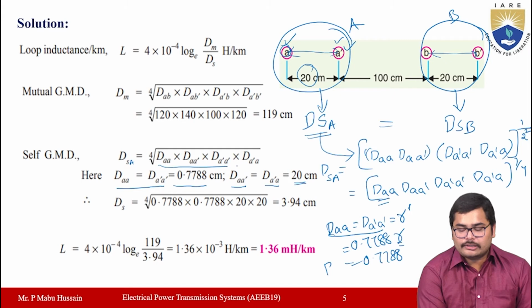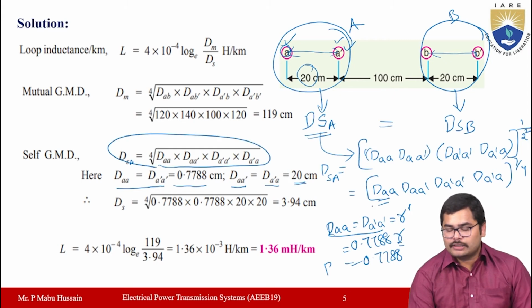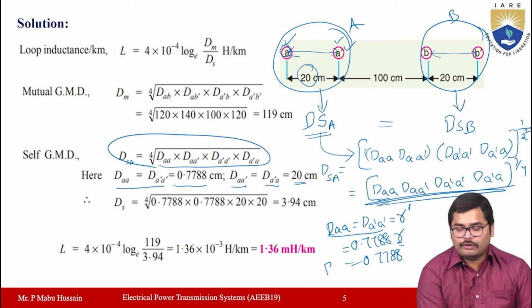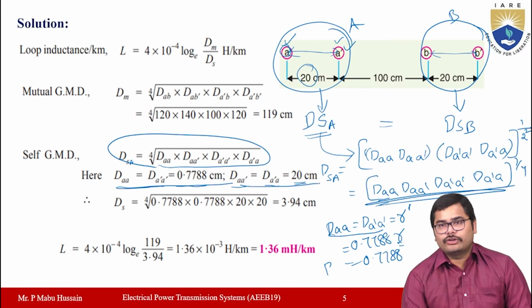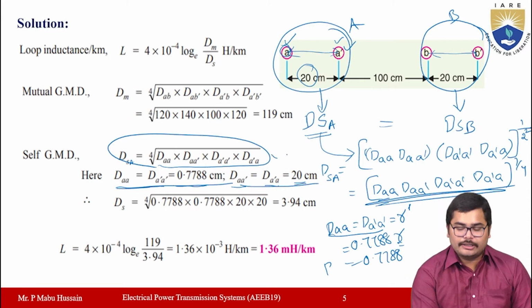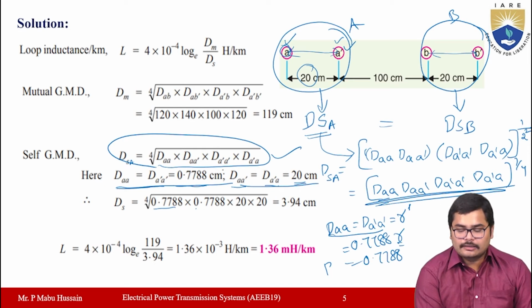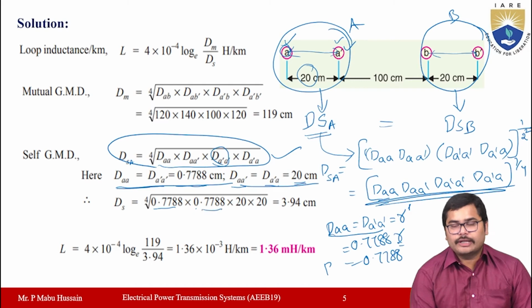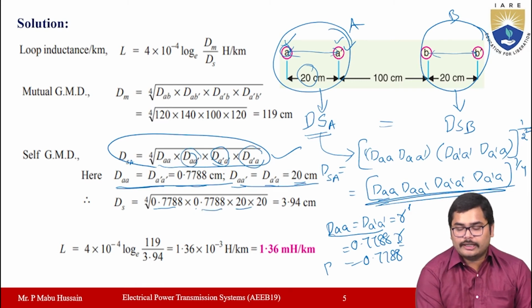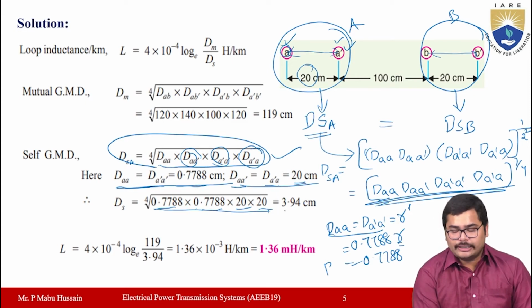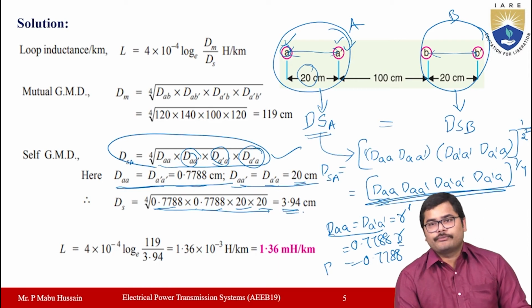So you got all the values in this equation, which is derived here. 1 by 4 is nothing but the fourth root of DAA, DAA dash, DA dash A dash, DA dash A. Now you got all the four distances, and simply you need to substitute in this equation. DAA is 0.7788, DA dash A dash is 0.7788, DAA dash is 20 and DA dash A is again 20. If you take the fourth root of all these products, you get 3.94 centimeters.